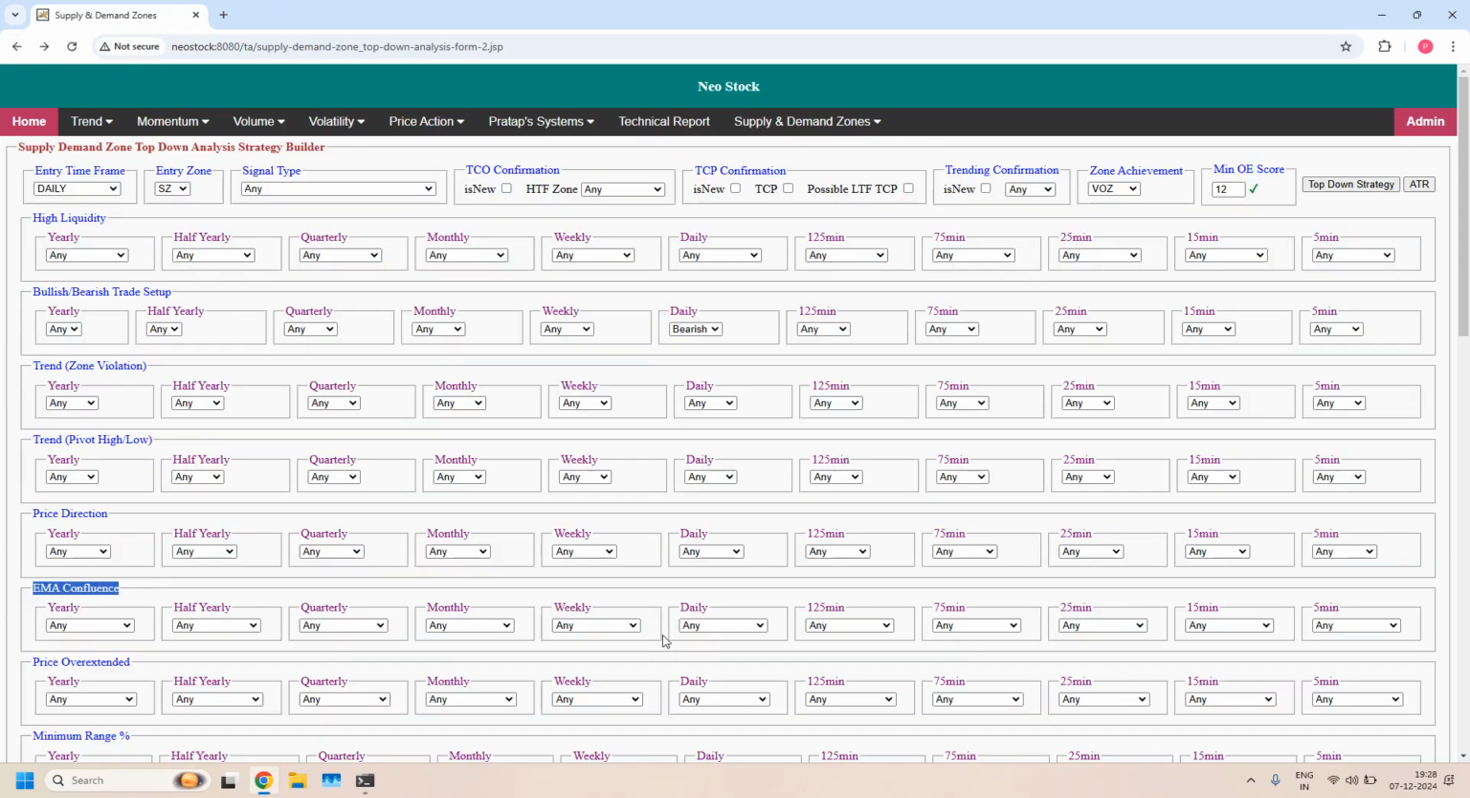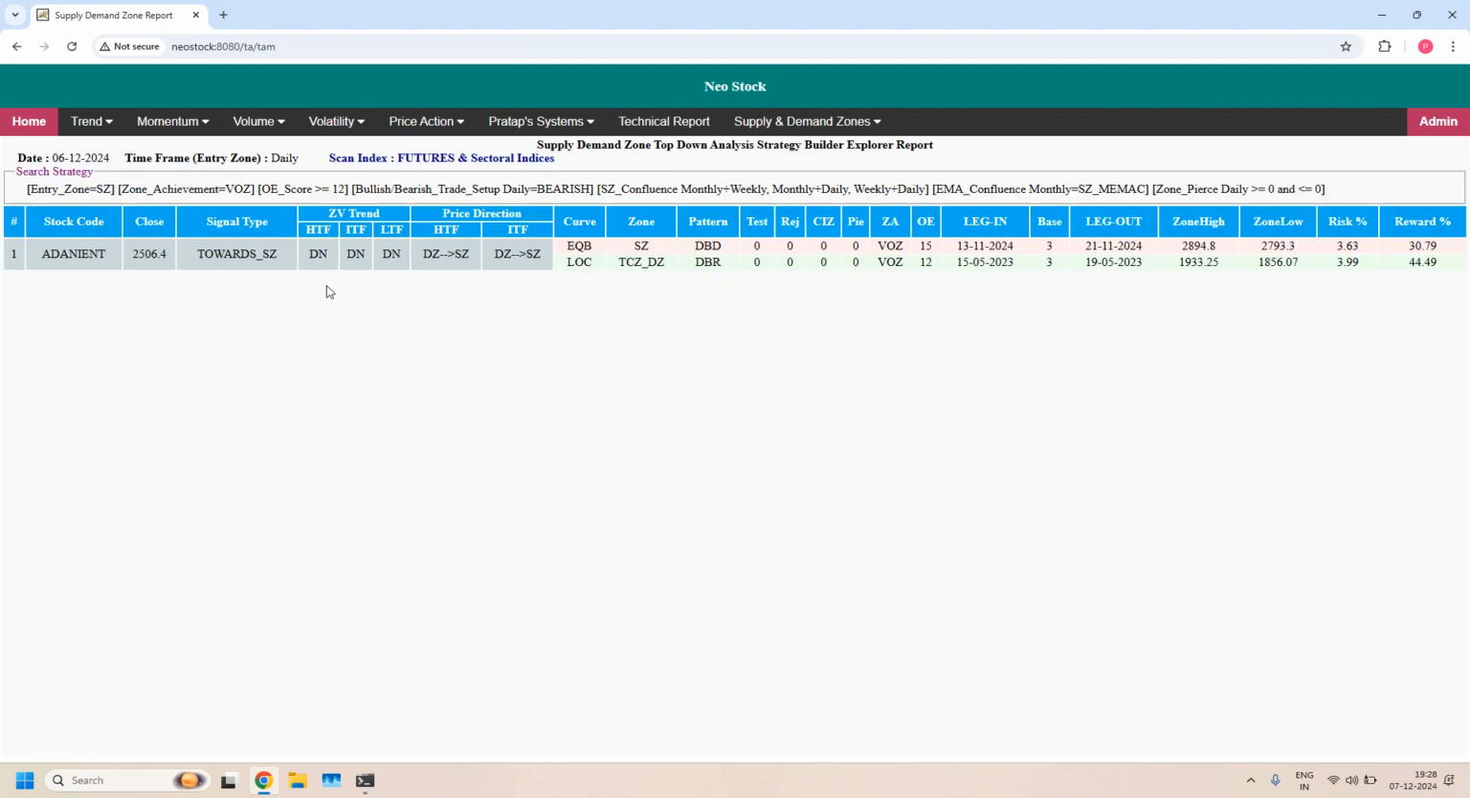In the EMA confluence at monthly time frame, why monthly? Because daily and weekly together are part of the monthly zone. So the monthly supply zone is having monthly EMA confluence, and also the monthly trend is down. That's why we selected. Yes, this is also having EMA confluence, monthly EMA. It is even more high probability bearish trade setup stock for monthly income trade. Okay, this is about bearish trade setup for monthly income trade.